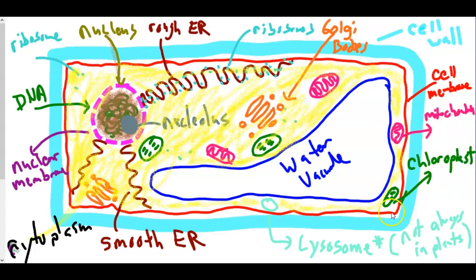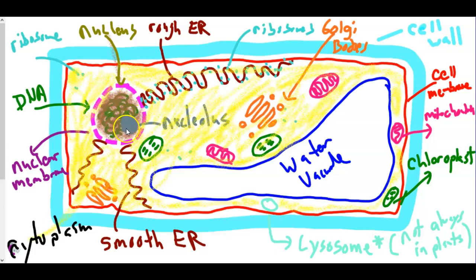Chloroplast makes sugar by photosynthesis, right? Lysosome is our trash collector, gets rid of garbage. Water vacuole just stores a whole bunch of water. Okay, the nucleus here is the control center. It has strands of DNA inside.